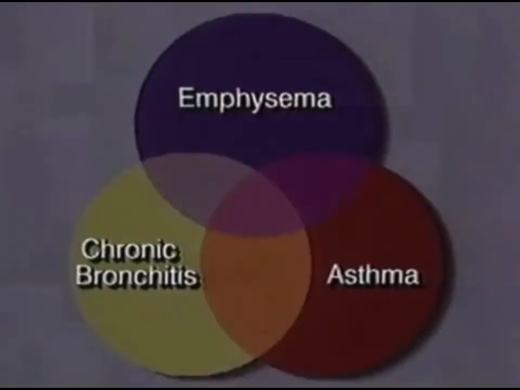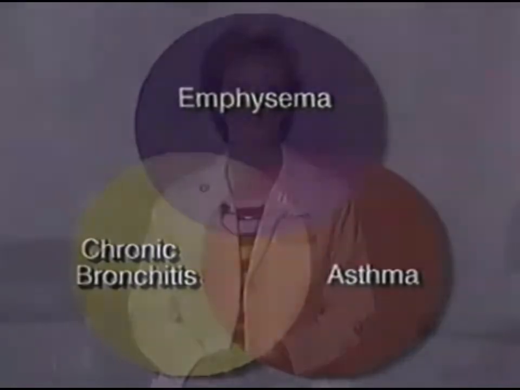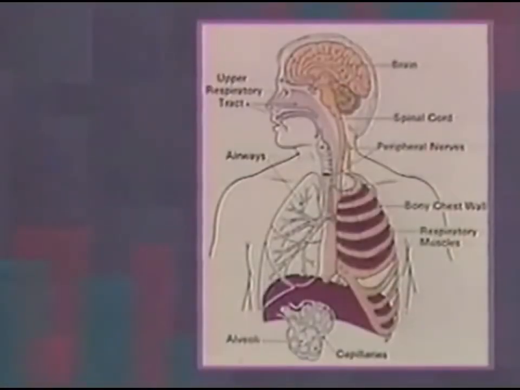Chronic obstructive pulmonary disease is a group of overlapping respiratory conditions which may include emphysema, chronic bronchitis, and asthma. To better understand these disorders, a look at the respiratory system in the normal lung will be helpful. Here are the components of the respiratory system.